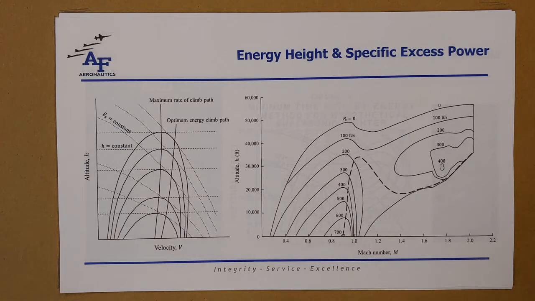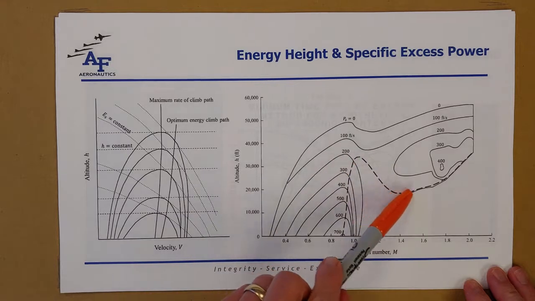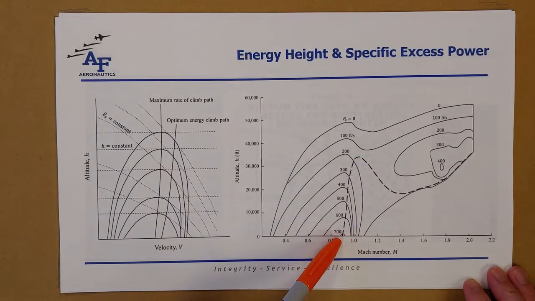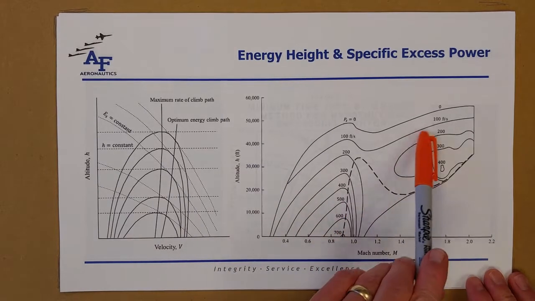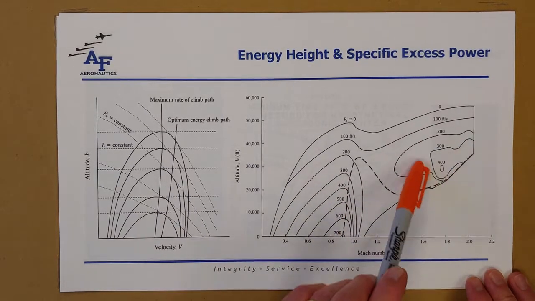So here is an example of a climb schedule. This is very similar to what the Eagle did. This is actually the P sub s diagram for an F-104. And you can see once you get going fast, there's these regions out here.